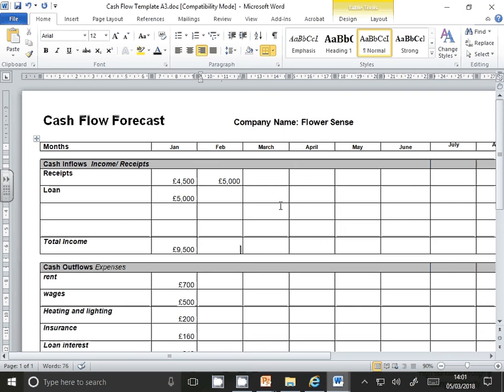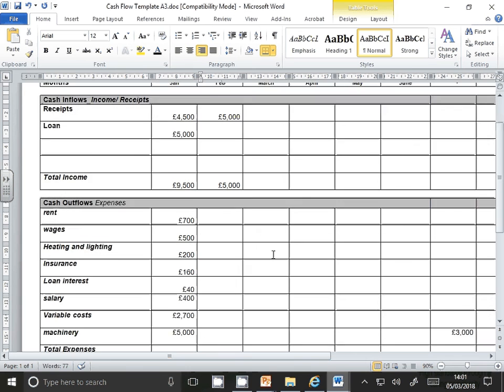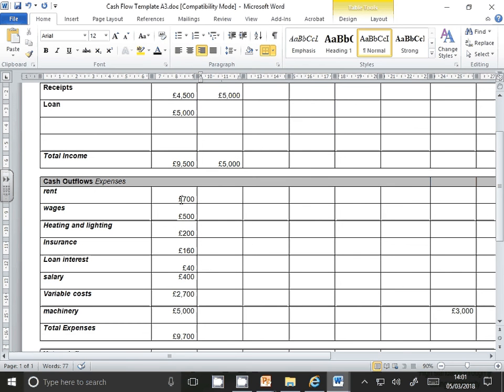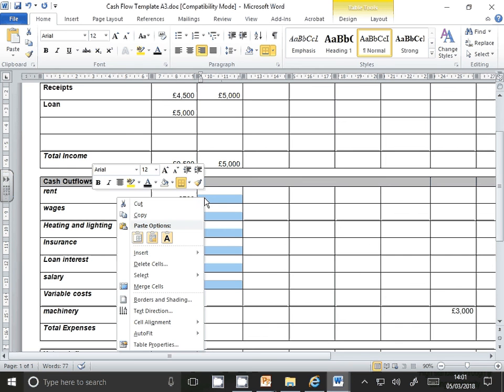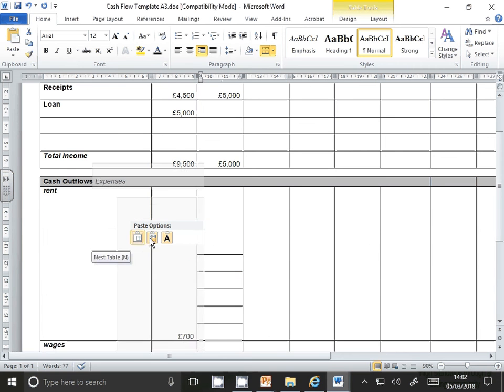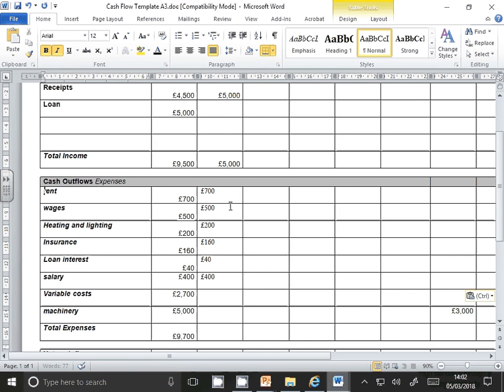So that's quite easy now to do as the total income. Now, all these outflows, because all of these are fixed costs, they're all going to stay the same. So I can just copy this across and paste it in, like so. Okay, the formatting's been thrown a little bit, but we can soon sort that out. I'll just use the format painter to track that down. Okay, there we go. And the positioning isn't quite right in the cell, but that's a minor thing.